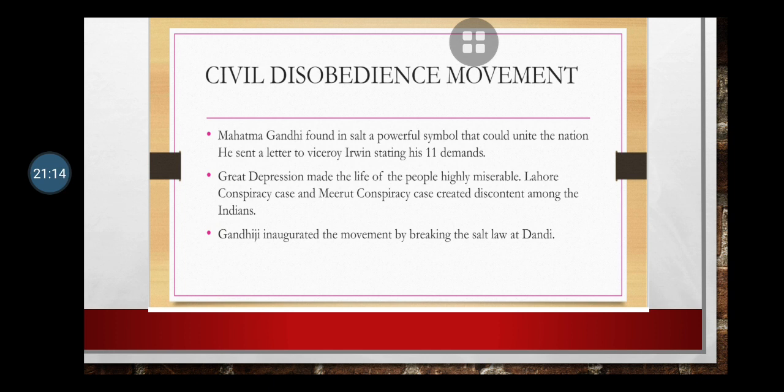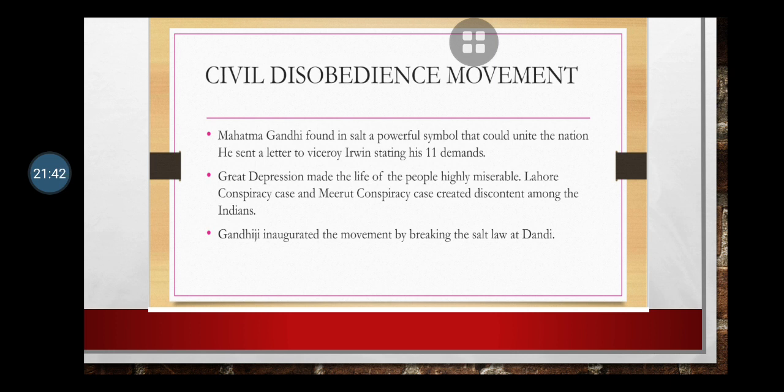Now, civil disobedience movement. Mahatma Gandhiji found in salt a powerful symbol that could unite the nation. For this, he sent a letter to Viceroy Irwin stating 11 demands. Great Depression made the life of people highly miserable. Lahore conspiracy case and Meerut conspiracy case created discontent among the Indians. Gandhiji inaugurated the movement by breaking the salt law at Dandi.